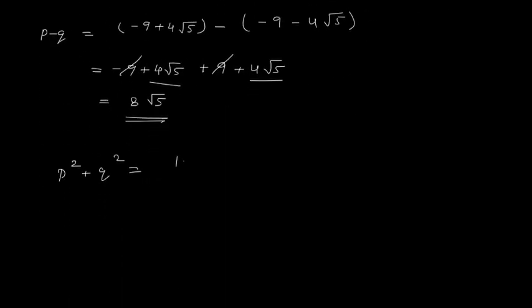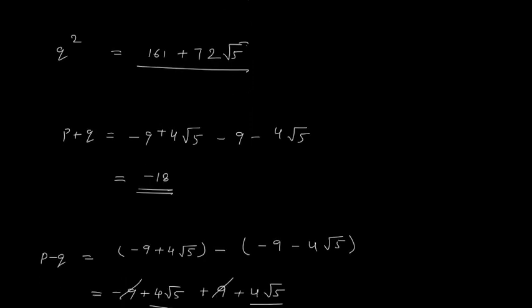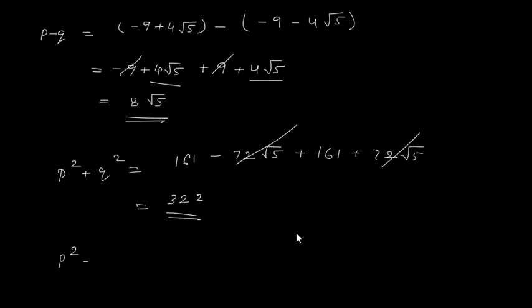161 minus 72 root 5 plus 161 plus 72 root 5. This is the value of q square. So here the minus term and plus term will cancel and I will get 322.